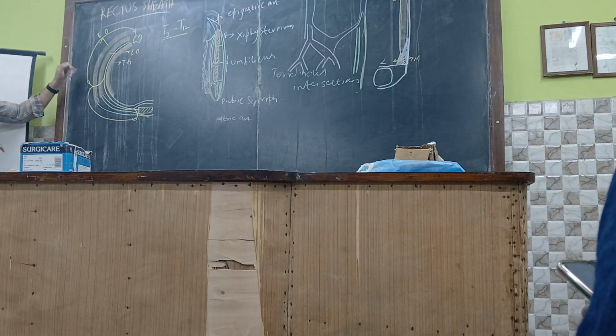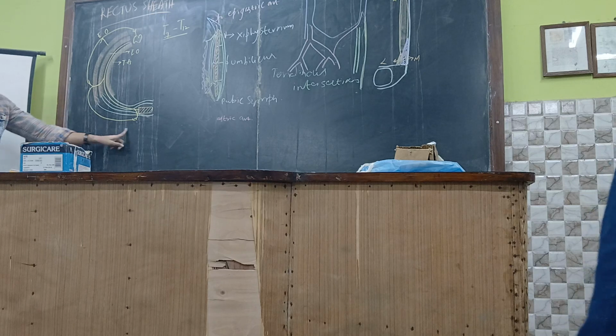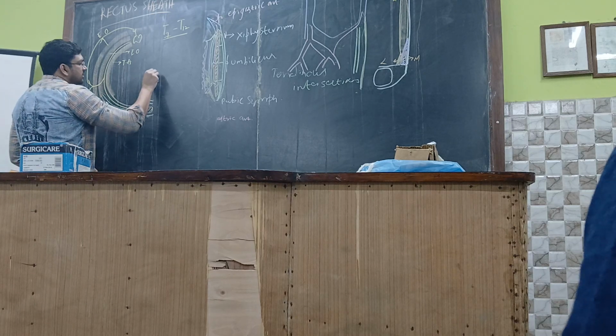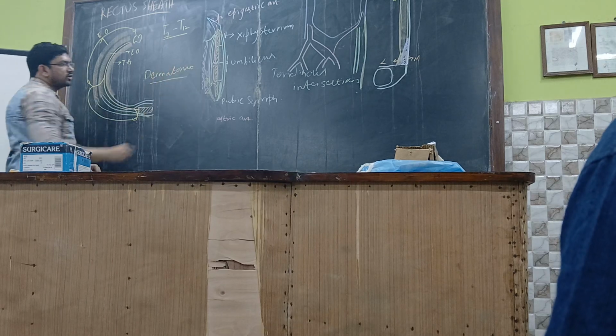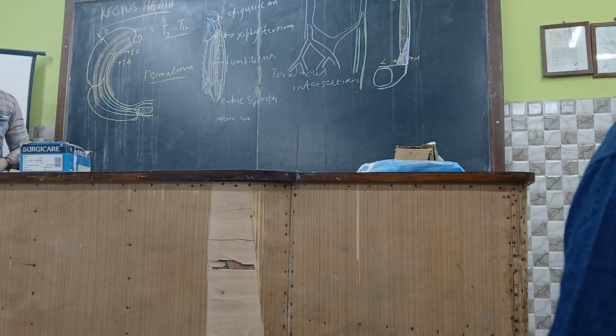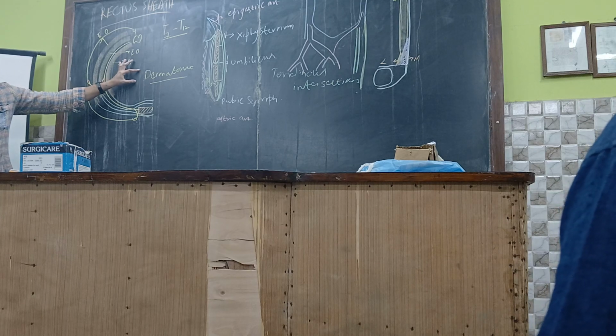Okay. So, this area of the cutaneous nerve supply for a particular thoracic nerve is called a dermatome. Dermatome means, and this is very much important, a segment which is supplied by a single nerve.